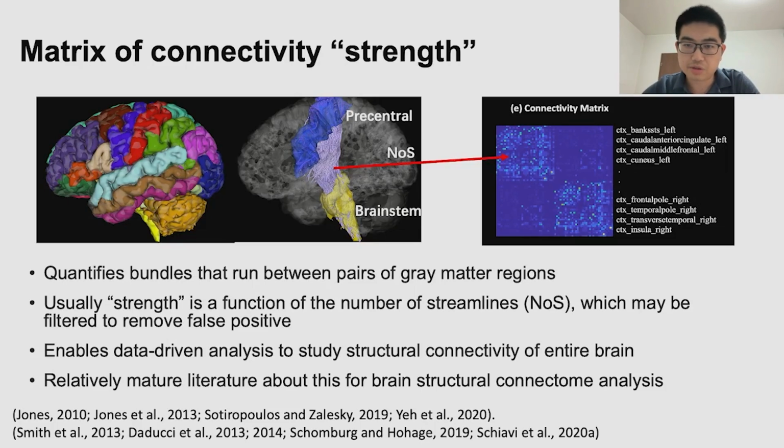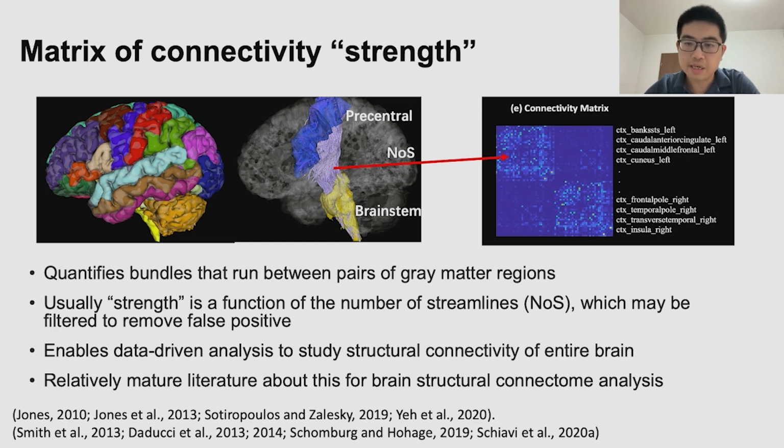So for connectivity strength, the number of streamlines, that is NOS, is one widely used measure. As shown in this figure, with NOS measured from each fiber bundle obtained from whole brain tractographic segmentation, we can build a connectivity matrix that allows modeling of the entire brain as a graph. This enables data-driven analysis to study the structural connectivity of the entire brain. And this is widely used in the literature to study the brain's structural connectome that I will introduce more shortly in the later part of my talk.